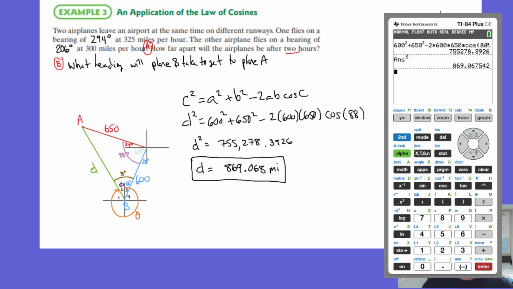So let's do that. For law of sines, what do we got? We already know the 88 and side D. Remember, we found side D. So we can say that the sine of 88 divided by 869 point blah blah blah is going to be equal to the 650 divided by the sine of angle B. So in that way we're going to get angle B.